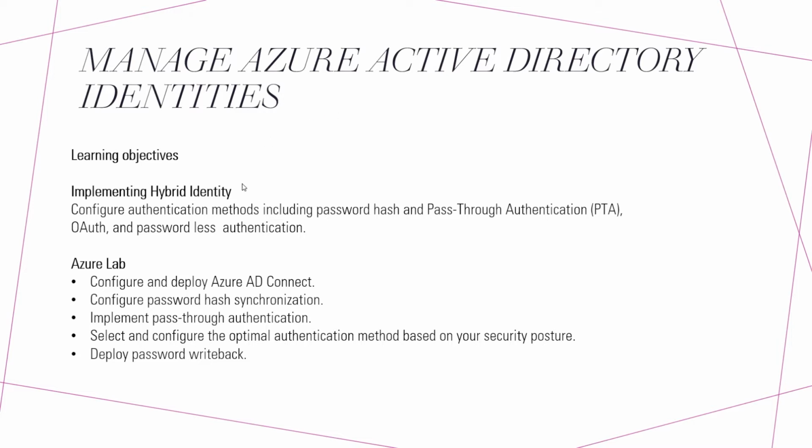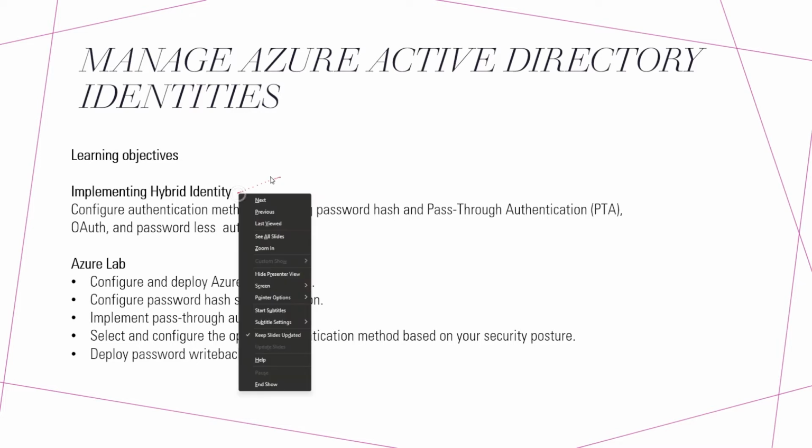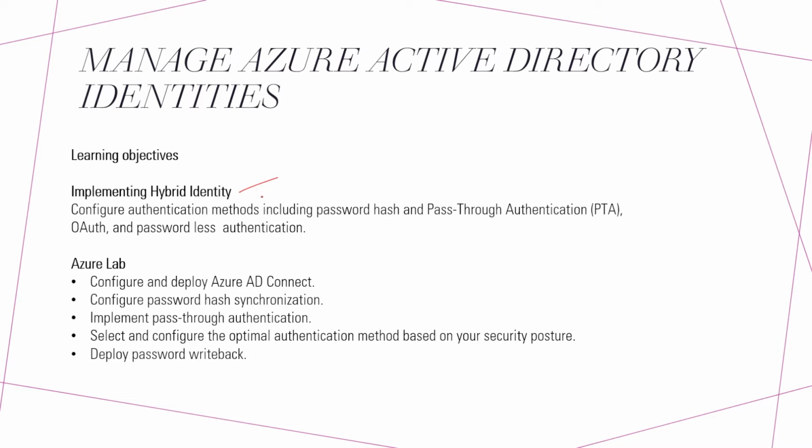In this episode, we will be learning about implementing hybrid identity. What are those? How do we configure authentication methods? And also we will be discussing what are those authentication methods. The two main ones are password hash synchronization and the pass-through authentication or PTA.